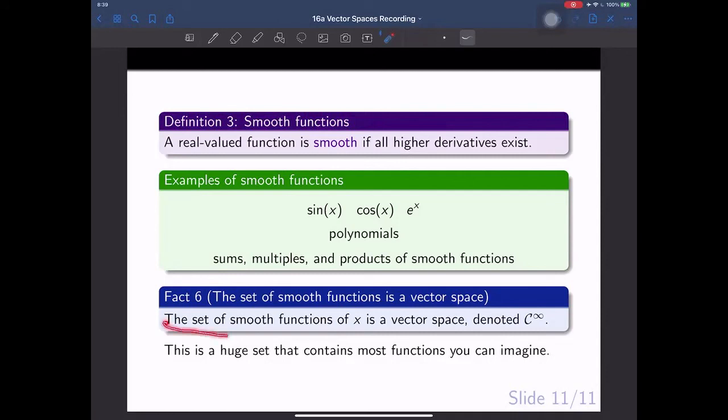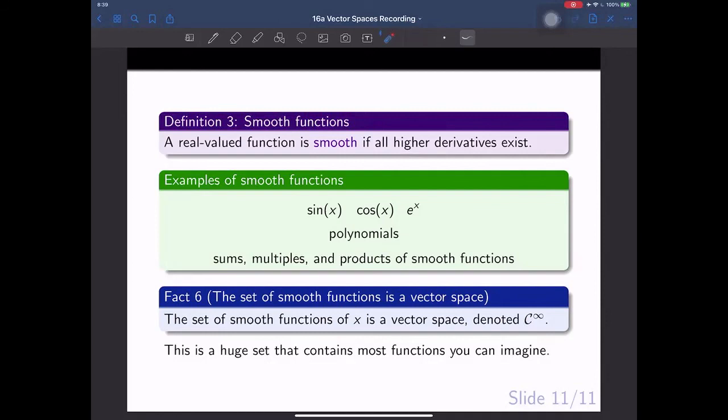So the set of smooth functions of x is a vector space. It's denoted by C infinity. This is a huge set that contains most functions you can imagine. For this reason, it is hard to work with this set.